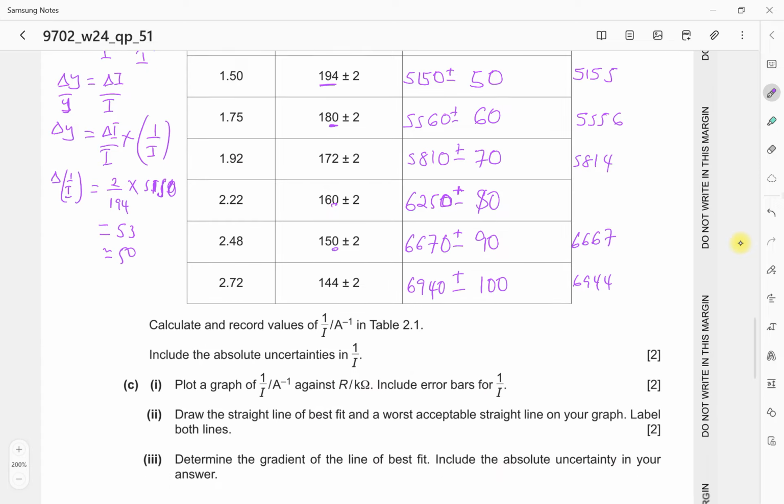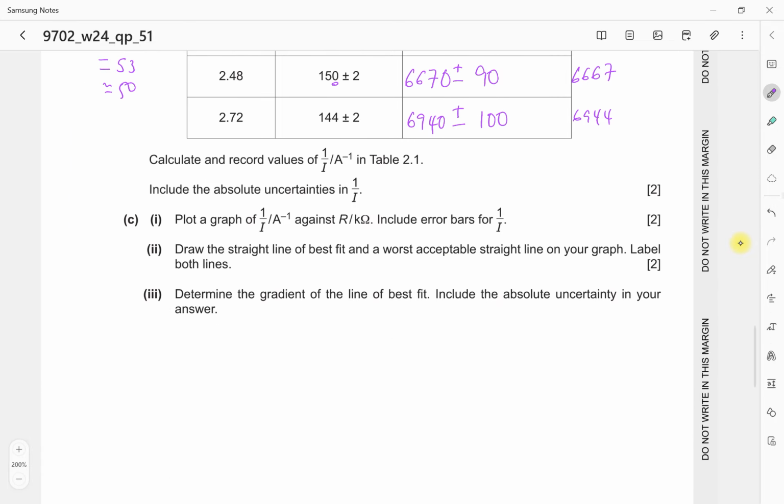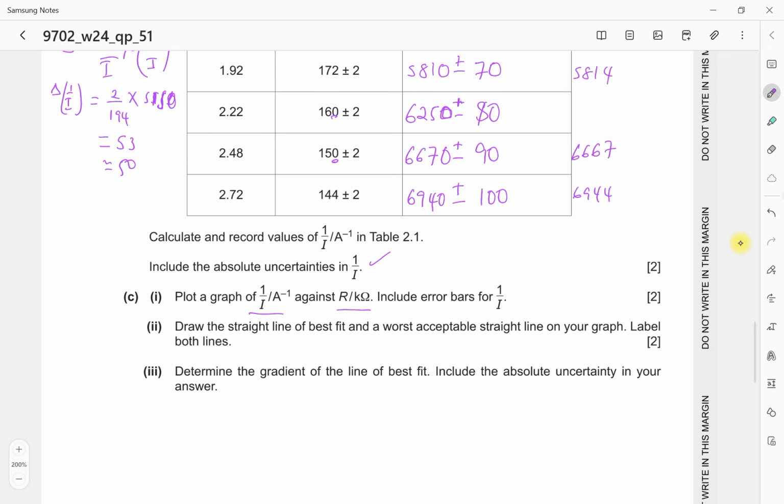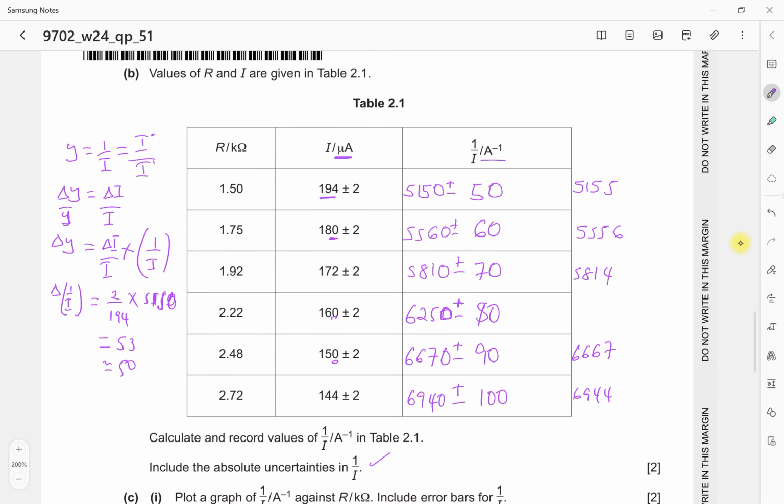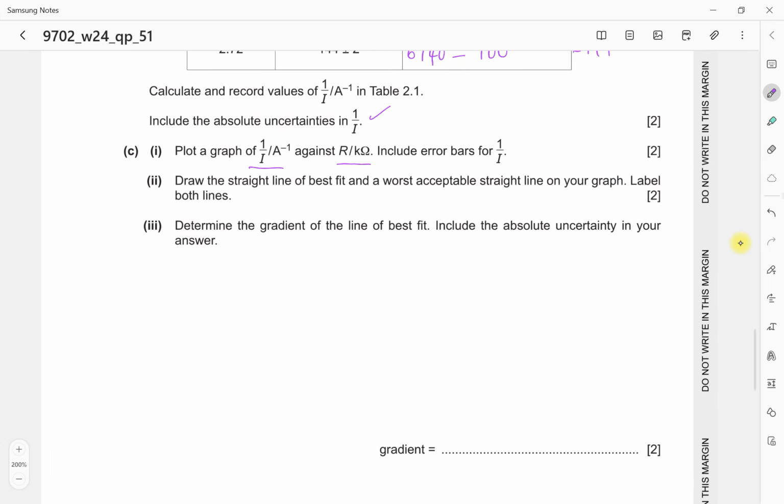Okay, so now what remains is plotting. Include absolute uncertainties in 1 over I. Plot a graph of 1 over I against R in kilo ohms. Include error bars for 1 over I. Because 1 over I is on the vertical, the error bars are going to be vertical. Draw the line of best fit and the worst acceptable straight line on your graph. Label both lines. Do not forget to label. This is where students lose the mark.